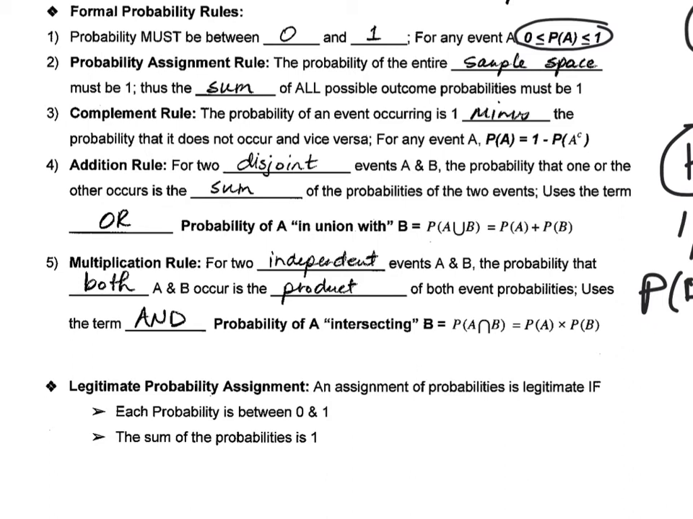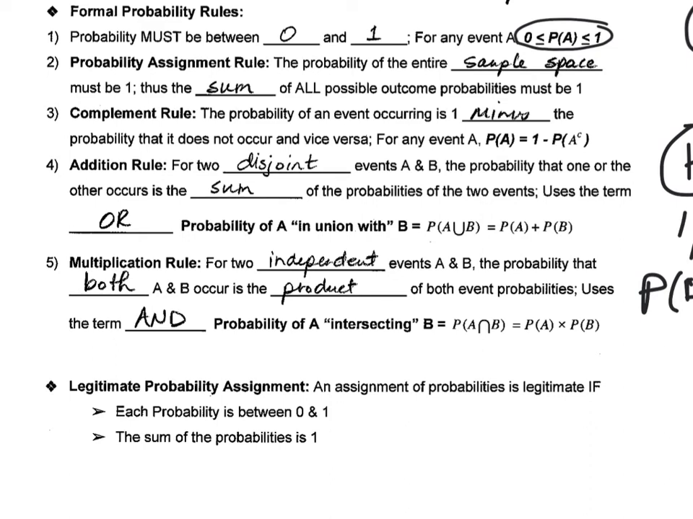For example, if I want the probability of not getting a 3 if I roll a die. Well, the probability of me getting a 3 is 1 out of 6. So what's the probability of me not getting a 3? Well, if the probability of me getting a 3 is 1, that means there are 5 other options left over because I took 6 minus 1.